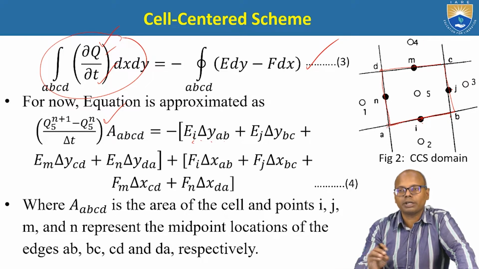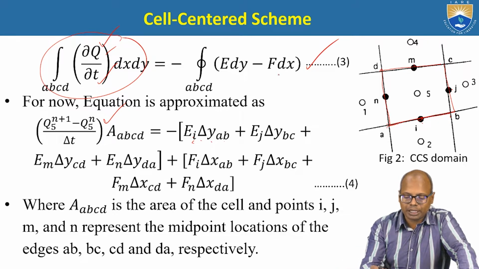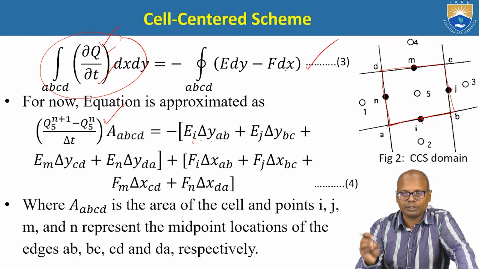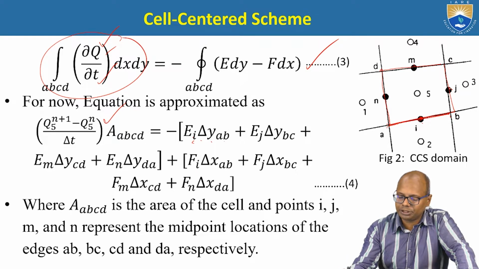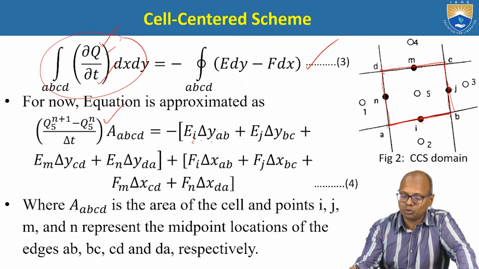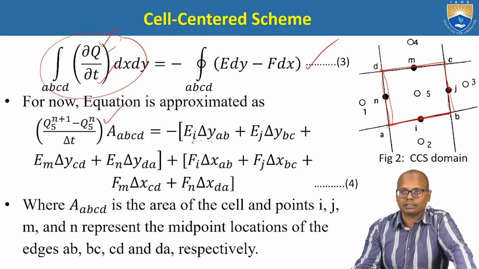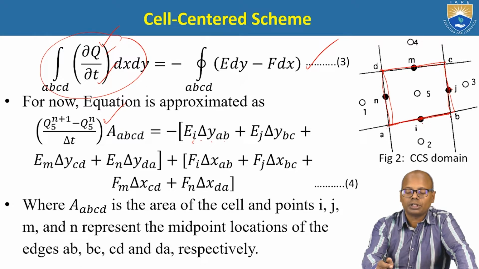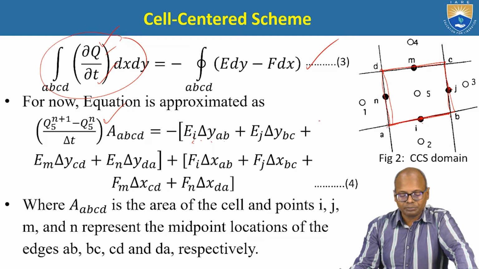So the y coordinate of this length I am taking. Now plus F into dx, the x coordinate. So F of I into the x coordinate of this length, and F of J into the x coordinate of this length, and F of M into the x coordinate of this length, and F of N into the x coordinate of this length. Like this I have transformed this integral equation into this algebraic equation.